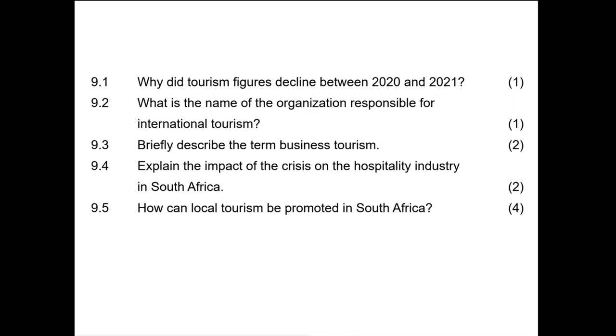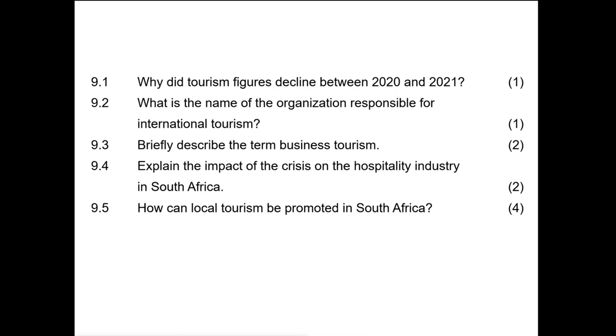Question 9.4. So, as a result of this pandemic, explain the impact of the crisis on the hospitality industry in South Africa. So, just a bit of background. What is the hospitality industry? Not hospitals, guys. That's the medical industry. When we talk in terms of hospitality, we're talking about our restaurants, our guest houses, hotels, Airbnbs, all of those types of businesses.